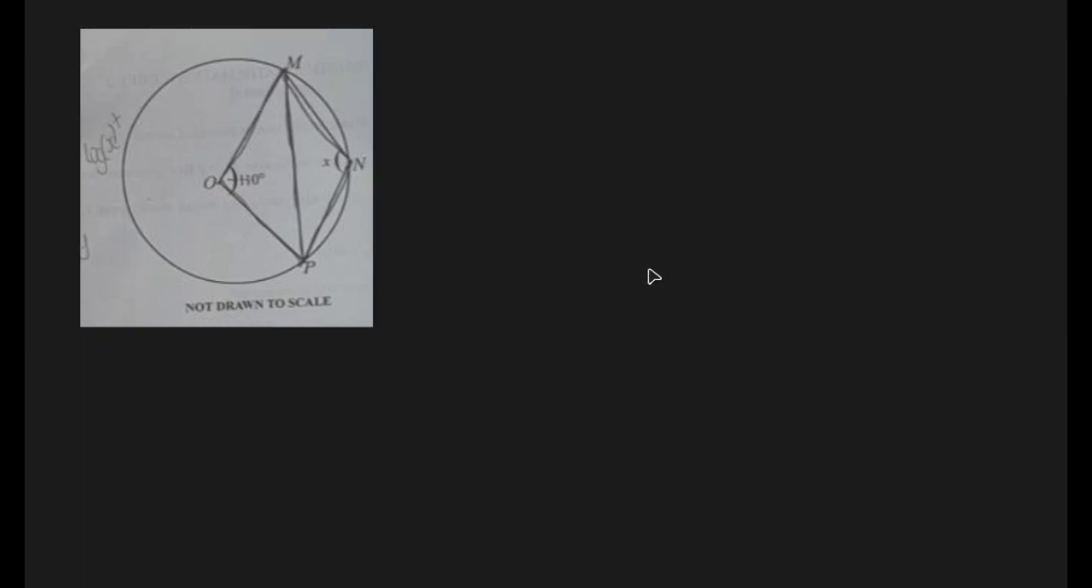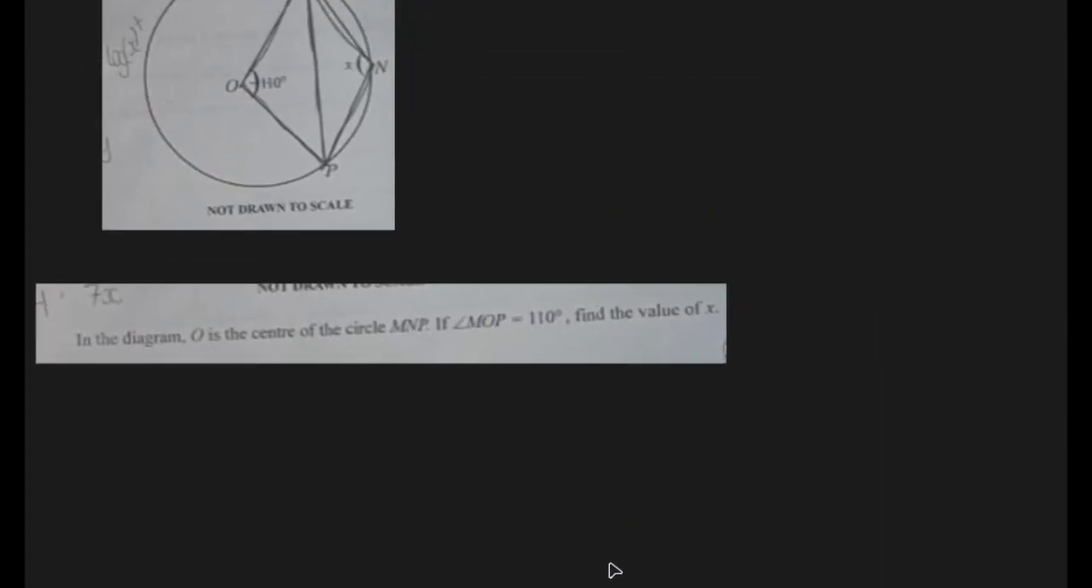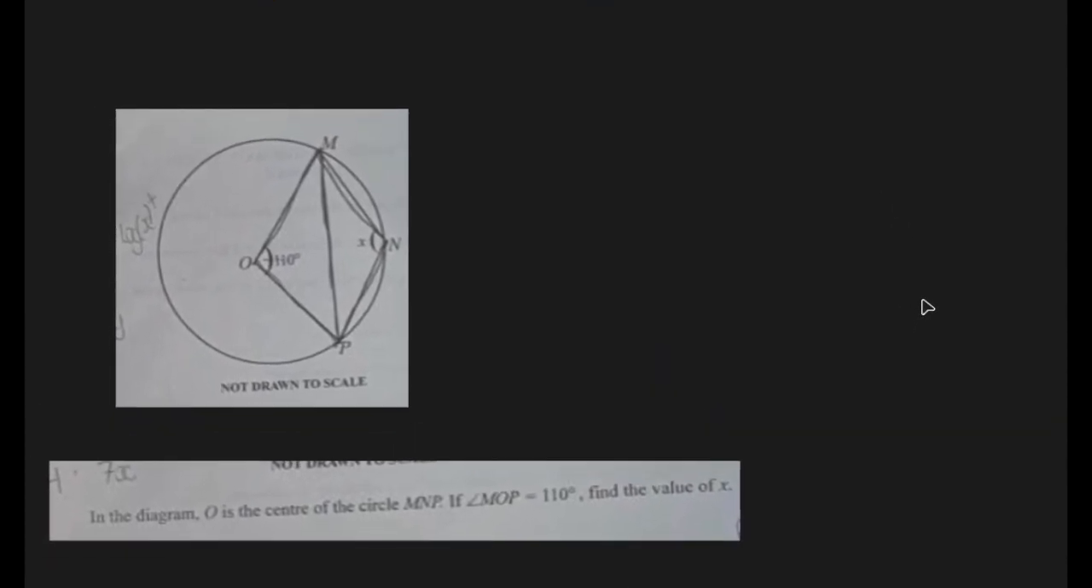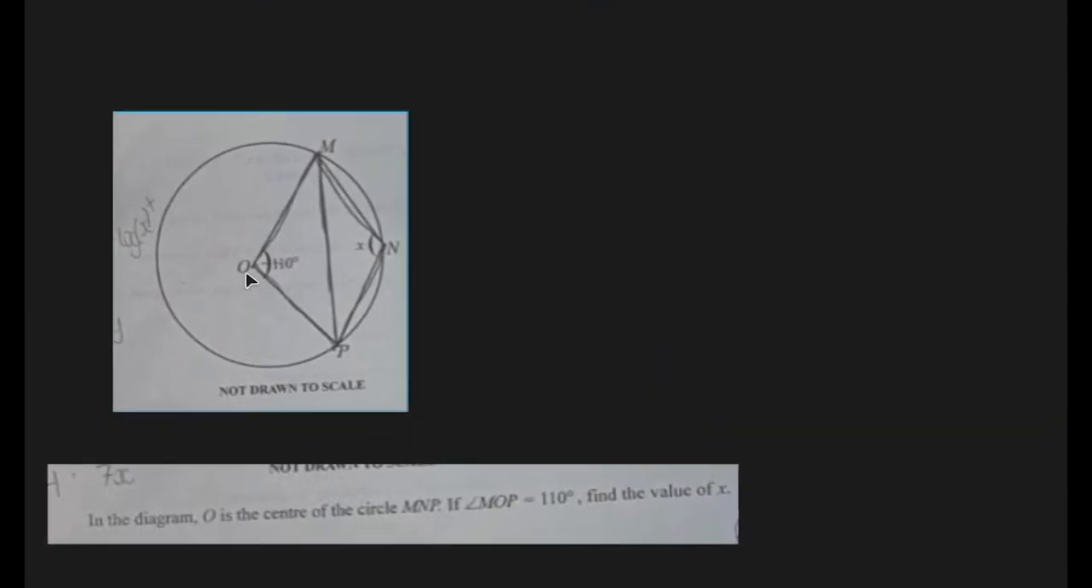Okay, we have a circle theorem question here. So let me write the question also. In the diagram, O is the center. We can see points M and P on the circumference of the circle. If angle MOP is 110, MOP at the center is 110 degrees, find the value of x.